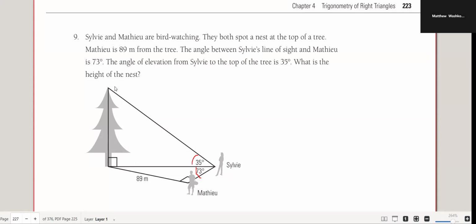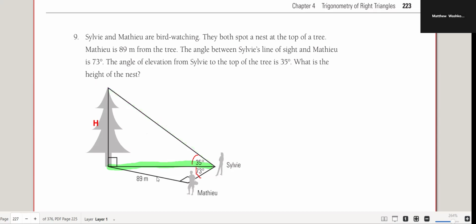So what's it asking us? The height of the nest. So what am I trying to find? This thing. I'm trying to find, I'm going to call it H. So in order to do that, I need to either get, I'm going to highlight it. I have a couple options. I need to either get this green line, because then Sylvie has something to be able to use, or I need to get this line so that Sylvie has something to be able to use.